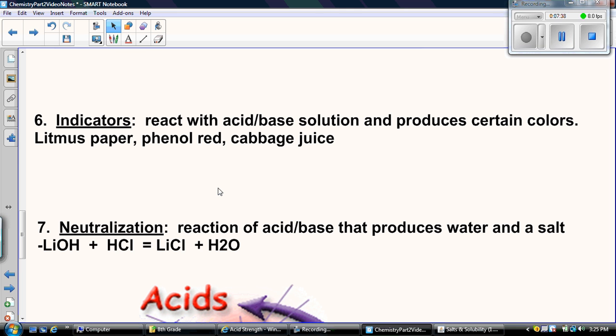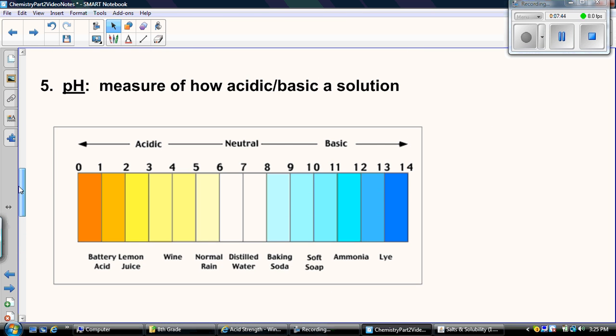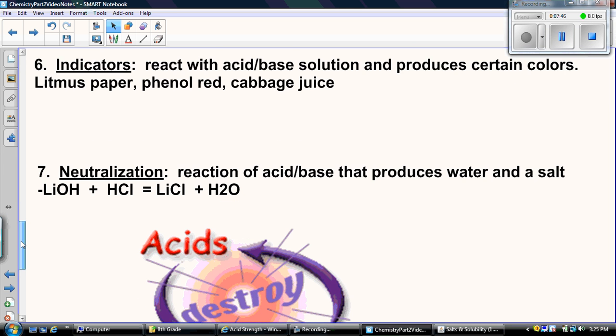Litmus paper, cabbage juice, those are other types. Litmus paper is what you see, those little strips that you're going to be using, and you'll get a scale like that.